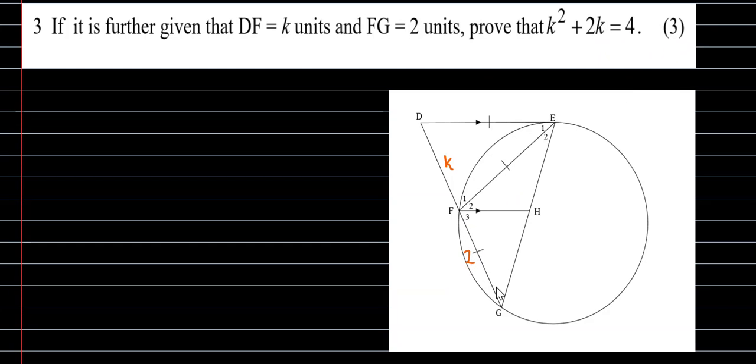So here you know that it's 2. This side also is equal to this side, so you can come here and write 2. Then also this side is equal to 2. So how do we prove that k squared plus 2k is equal to 4, right? We know that we've proven that this triangle and this huge triangle are similar.